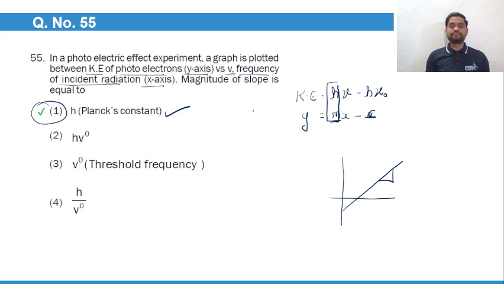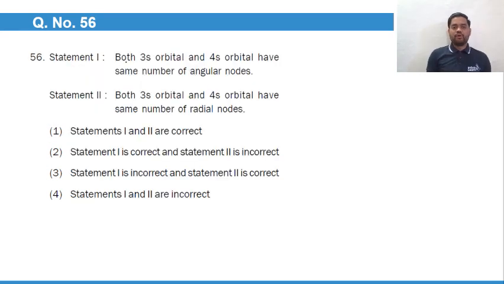55, first option. 56, both 3s, 4s orbital have the same number of angular nodes? Answer is yes, same, because angular nodes in all the s orbitals is equal to what? 0, because angular nodes is equal to L, and L is the azimuthal quantum number, for s orbital it is 0.